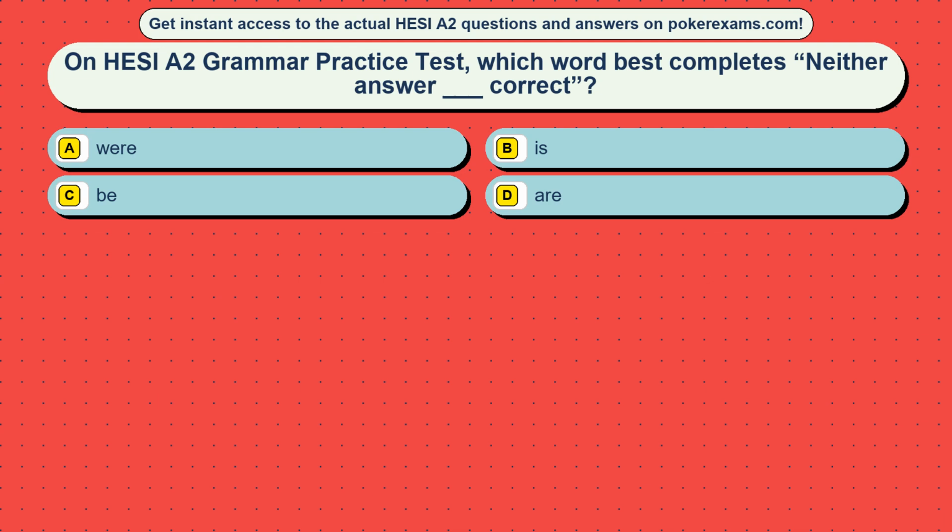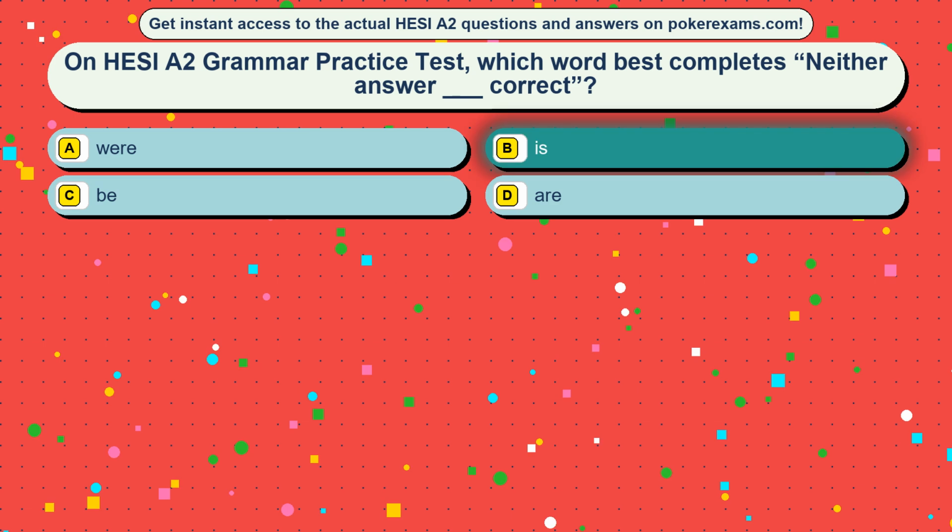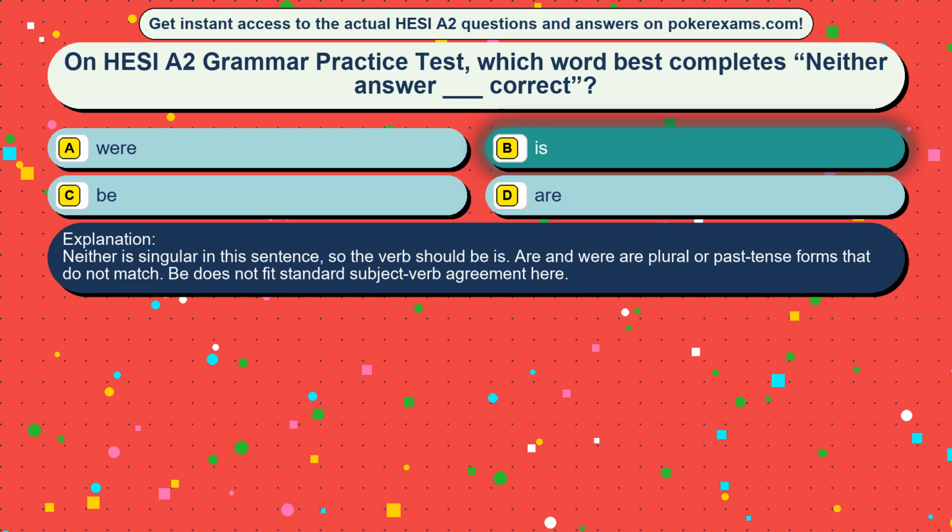Question 14. On HESI A2 grammar practice test, which word best completes neither answer blank correct? Option A, were, option B, is, option C, be, option D, are. The correct answer is option B, is. Neither is singular in this sentence, so the verb should be is. Are and were are plural or past tense forms that do not match. B does not fit standard subject-verb agreement here.